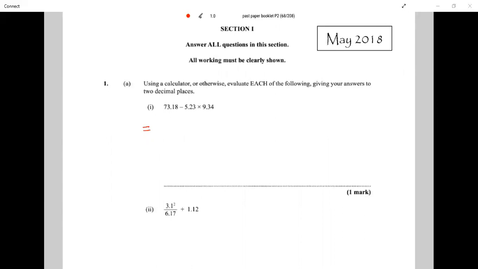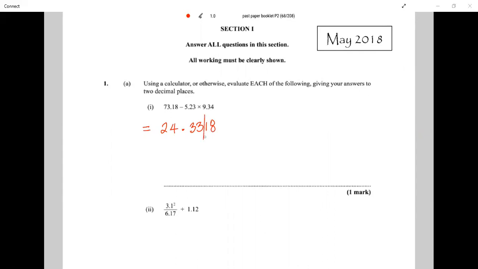73.18 minus 5.23 times 9.34. And so the answer here is 24.3318. All right, then we're asked to write the answer correct to two decimal places.